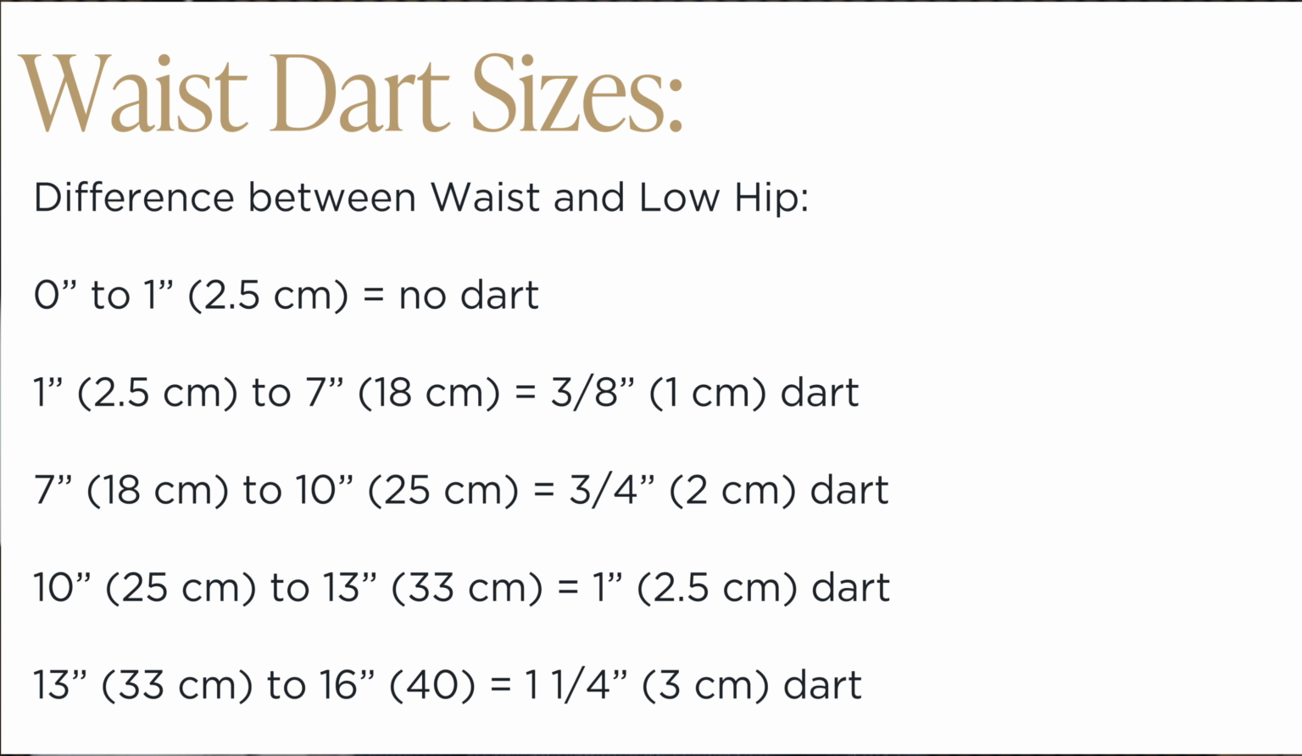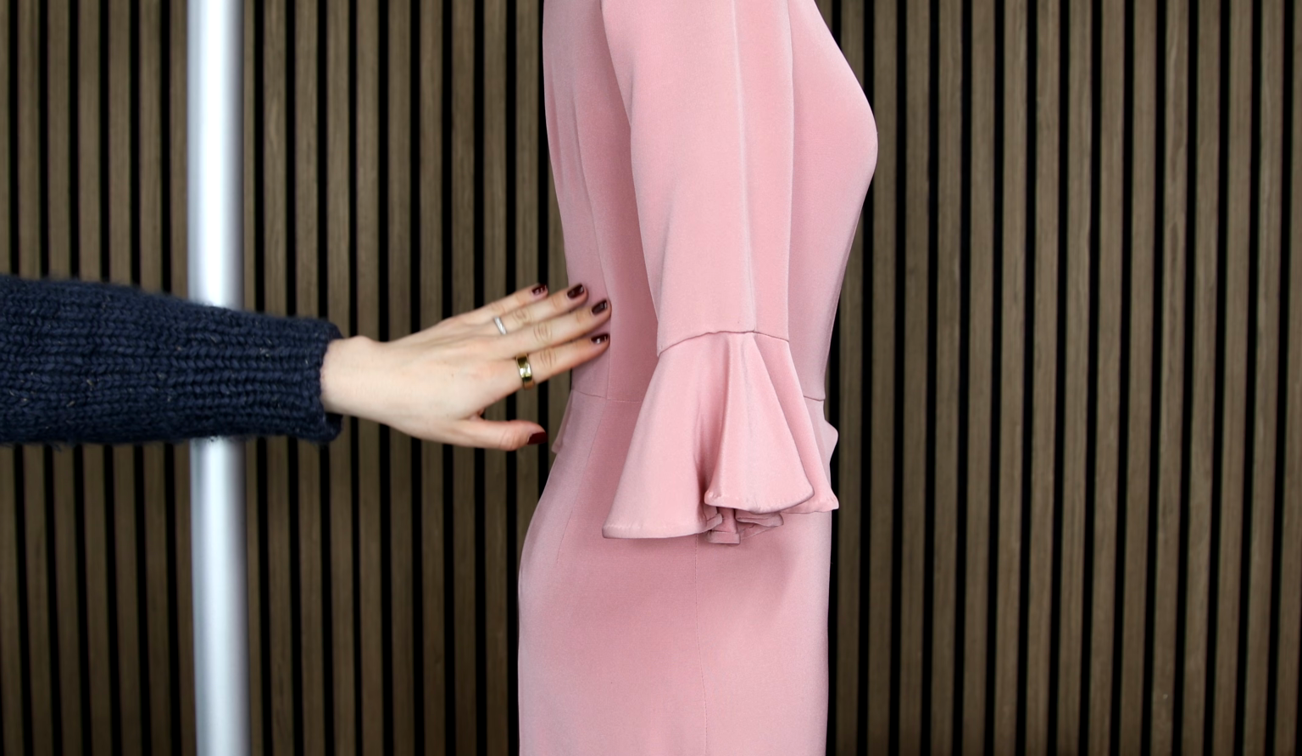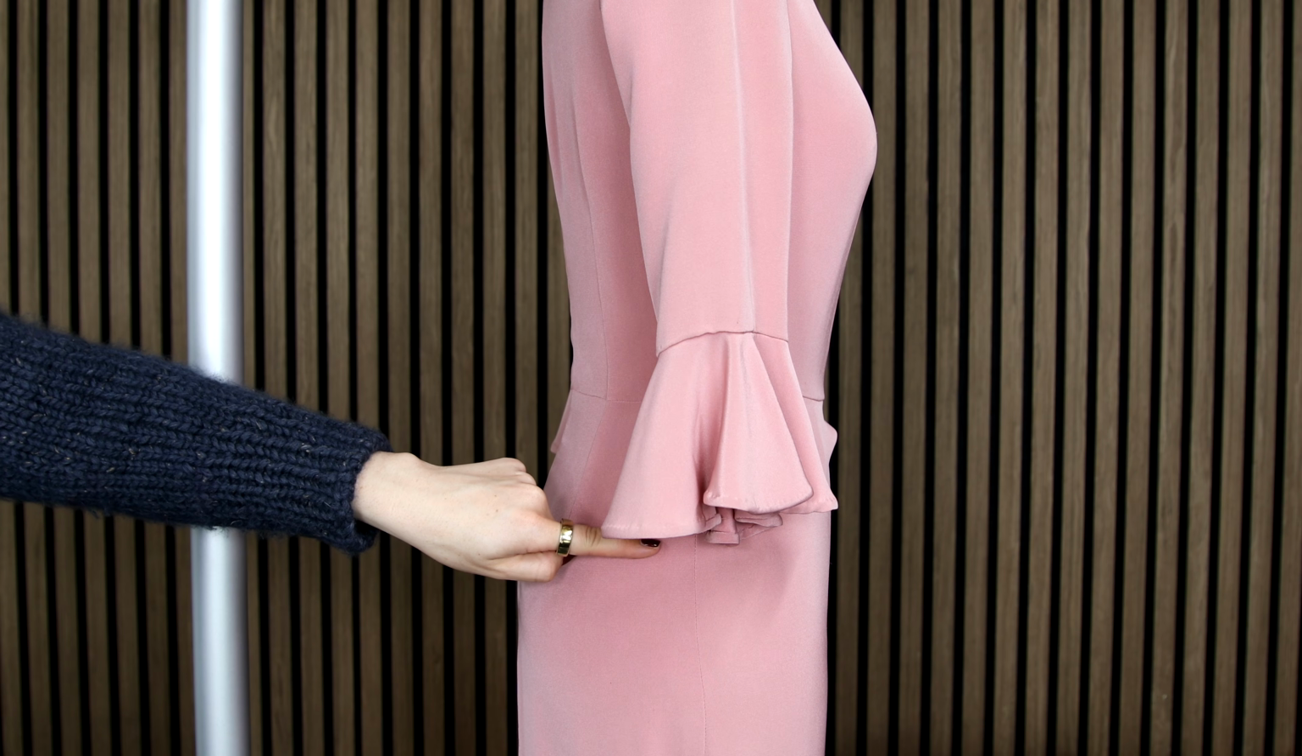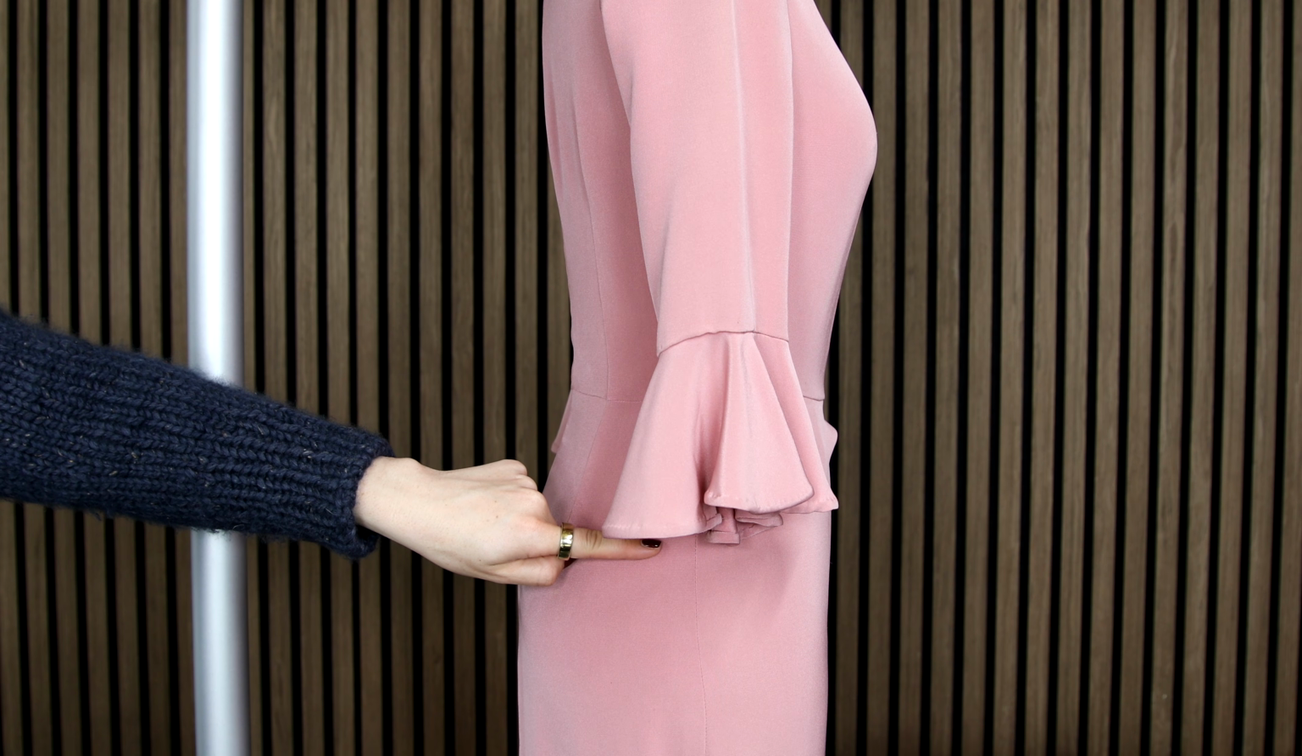So what happens if you get your dart size wrong? If you have darts that are too large, they can end up looking a little bit pointy and not very flattering on the body. If your darts are too small, then you may not achieve the fit that you want at the waist, but you might be thinking that you could simply take the garment in at the side seam. Now, this is something else we need to consider.